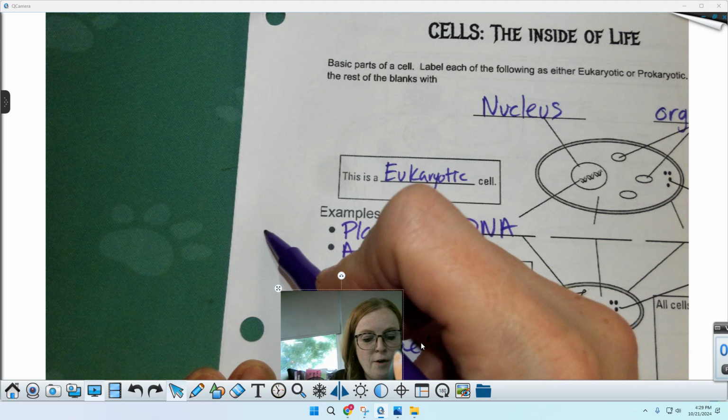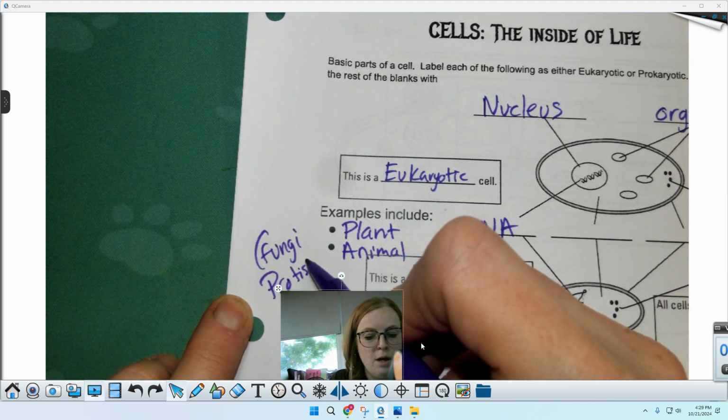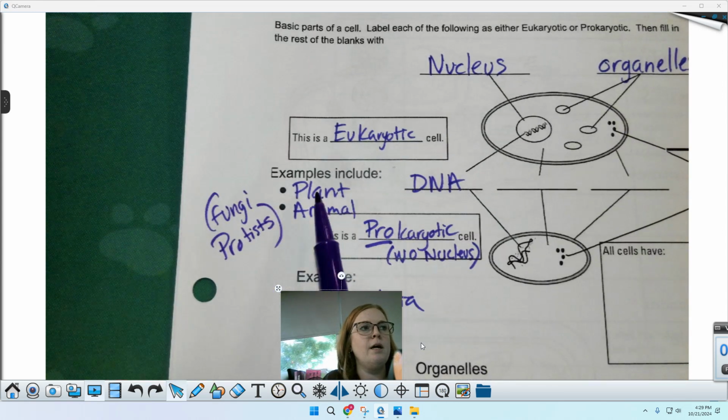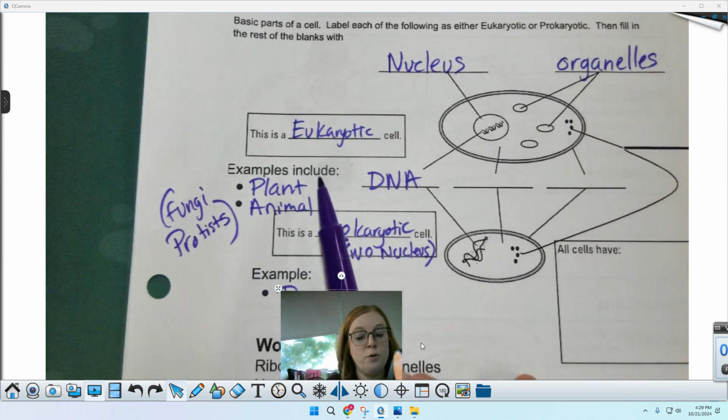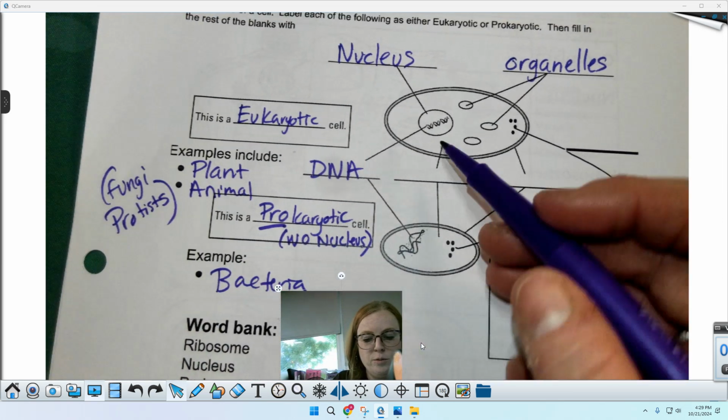Of course, there's also fungi, which I mentioned. There's also protists from the amoeba sisters. Highly recommend amoeba sisters to study. They're, of course, eukaryotes too, but we're going to learn about plant and animal cells. You need to know the difference between those.